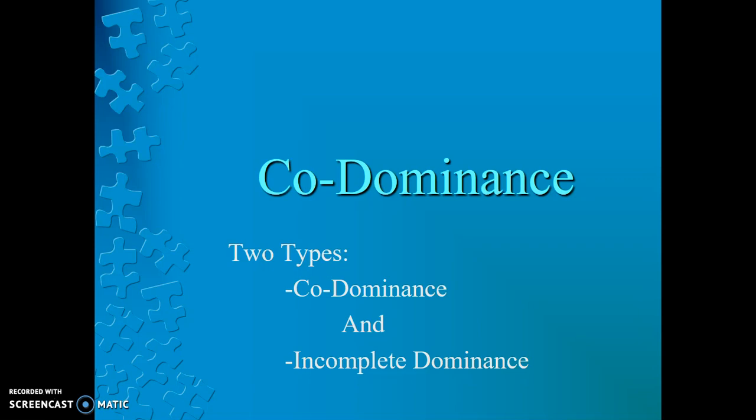But now we're going to learn about a different type of genetics called codominance. Within the grouping of codominance, there are two types of genetics. The confusing thing is that one of the types of codominance is called codominance. So be careful with that, it's a little bit confusing. The other type of codominance is called incomplete dominance. Okay? All right, so let's start with the type of codominance called codominance.